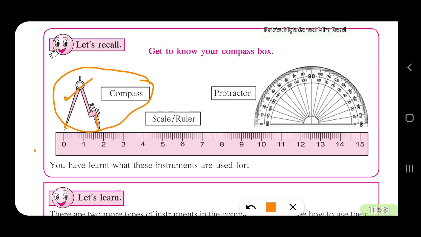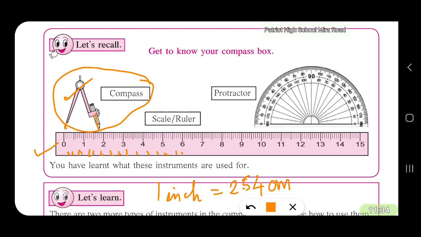This is the scale or ruler. It has got markings in centimeters. If you have another scale over here, then it will be in inches. These are two different units of measurement. 1 inch is equal to 2.54 centimeters. Here we don't have that inch scale. So this is a scale, a ruler.